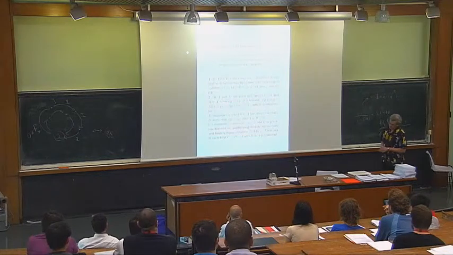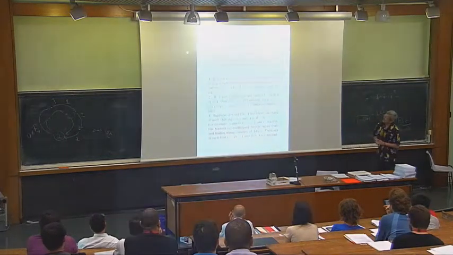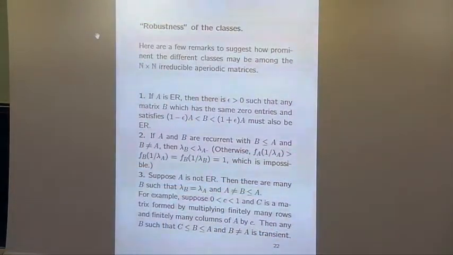Now I'd like to say something about the robustness of the classes. The whole situation is not very robust in some sense, right? You take an infinite matrix. Suppose you move every entry up by epsilon.